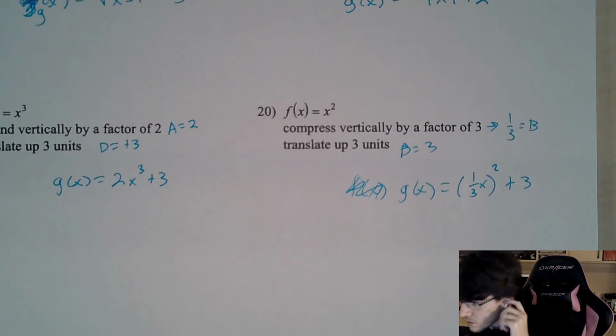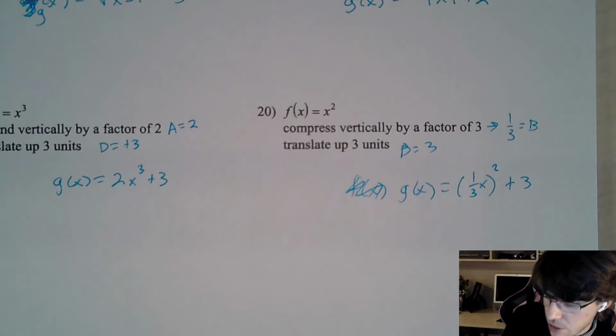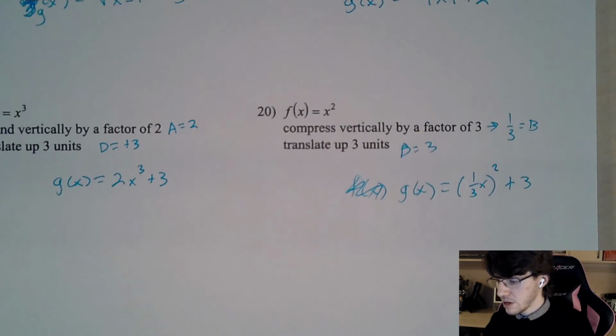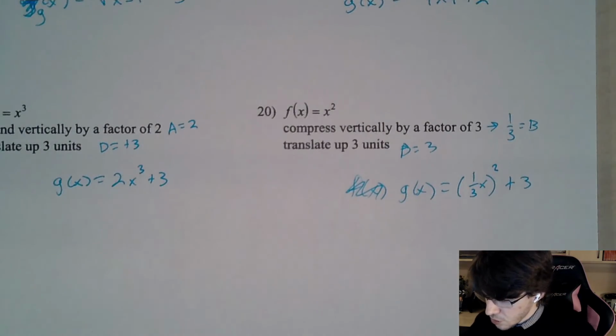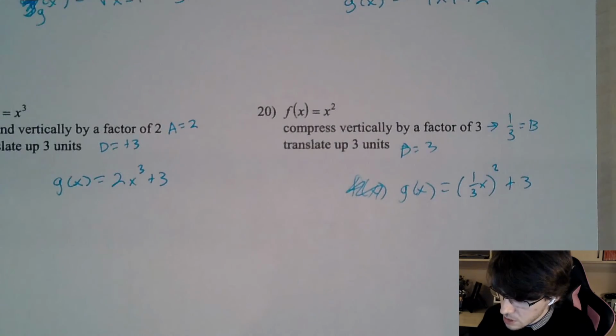And you might say, hey, could I have written 1/9 x squared plus 3? You definitely could have. Does that mean compressing vertically by a factor of 3 is the same thing as expand? It's vertical, not horizontal. What am I doing?